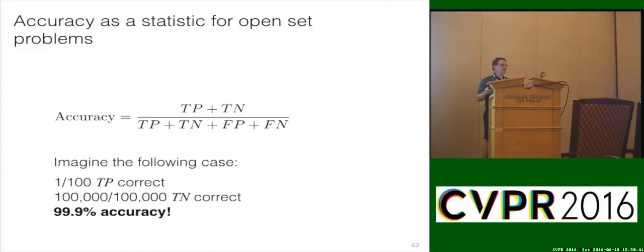almost none of these windows have a face in it, and only every now and then do I find a face or a pedestrian, then I've got tons and tons of true negatives. My accuracy can be 99% correct by just saying no every time. This is the trivial classifier, and you don't want that. So accuracy alone can't be very useful.